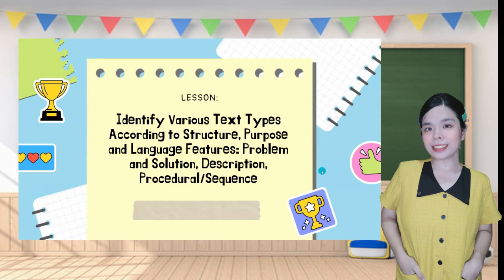For today, we're going to identify the various text types according to structure, purpose, and language features. Authors or writers write different texts because they want to tell you something. How they write the text affects how we understand it. They follow a certain structure, purpose, and language features to deliver their message effectively. The aim of this lesson is for you to be able to effectively identify various text types according to structure, purpose, and language features, such as problem and solution, description, and procedural or sequence.